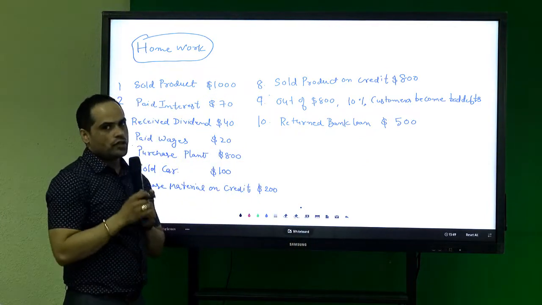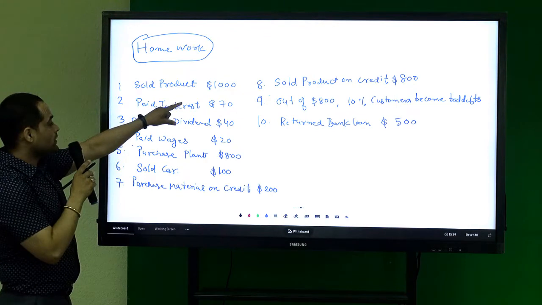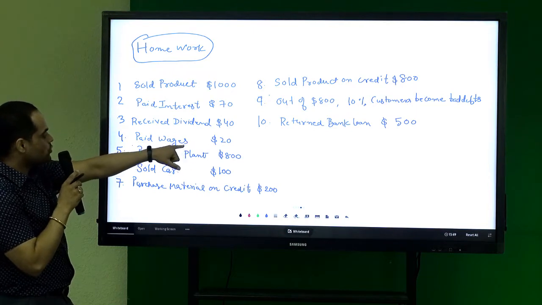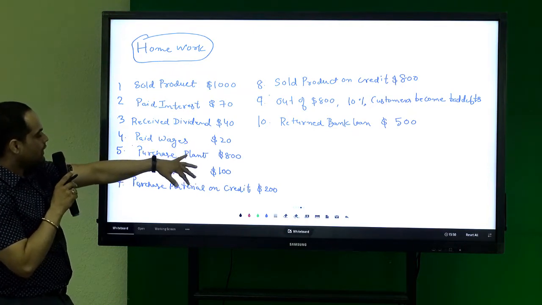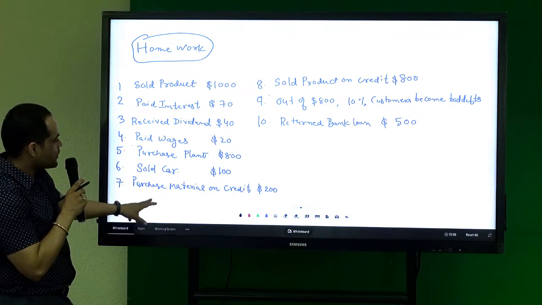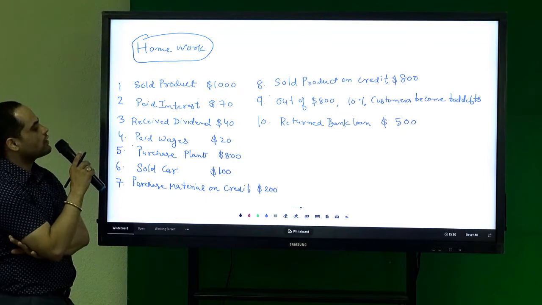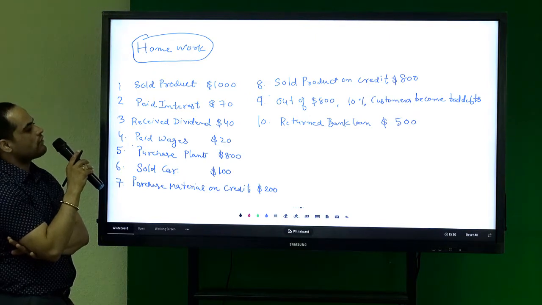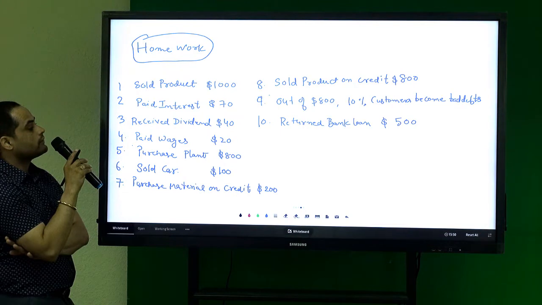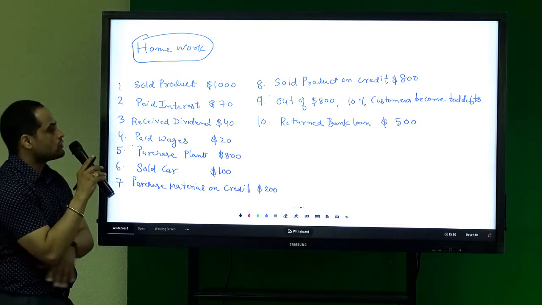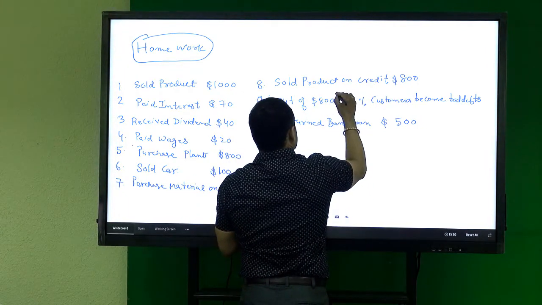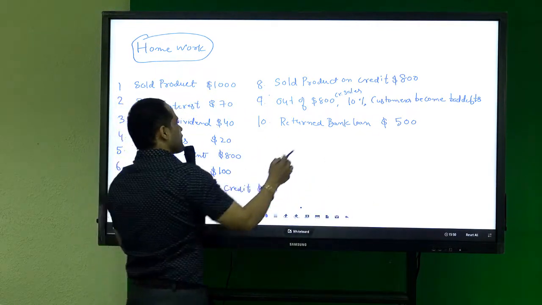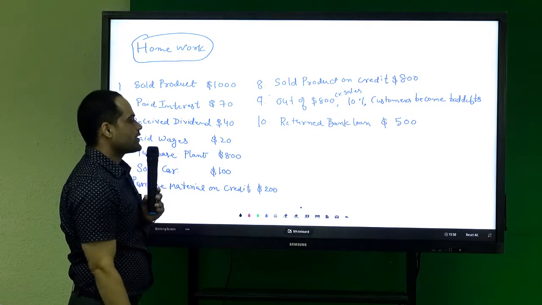So I'm giving you only 10 general entries. The first is sold product, $1,000. Paid interest, $70. Received dividend, $40. Paid wages, $20. Purchased plant, $80. Sold car, $100. Purchased material on credit, $200. Number 8, sold product on credit, $800. Number 9, out of $800 credit sales, 10% of customers become bad debts. Number 10, return bank loan, $50.